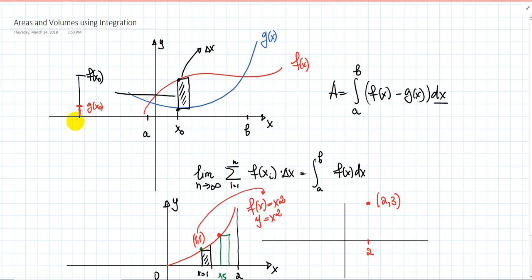So for every single rectangle, the area will be f of x minus g of x multiplied by delta x, right? Since I can take the limit, if I would like to find the area exactly, I need a lot of rectangles, so when n goes to infinity, where n is the number of rectangles, it becomes the integration. It is really important to understand the concept because today we're going to discuss how to find volumes using integration. That is why you need to really understand what it means.